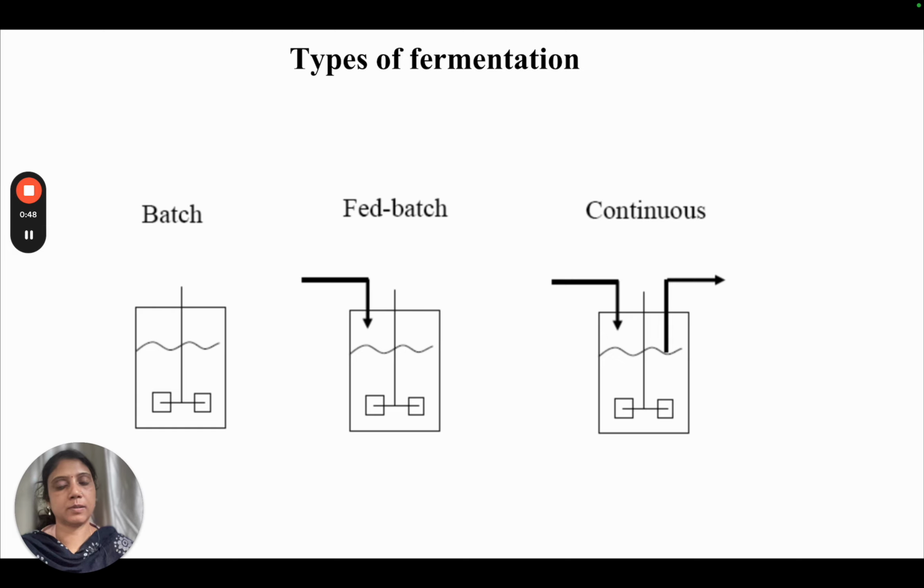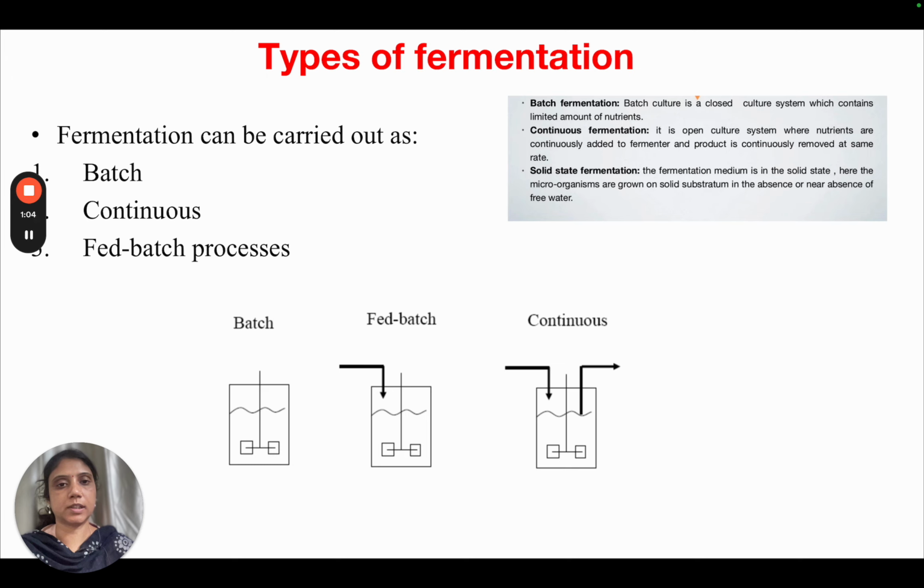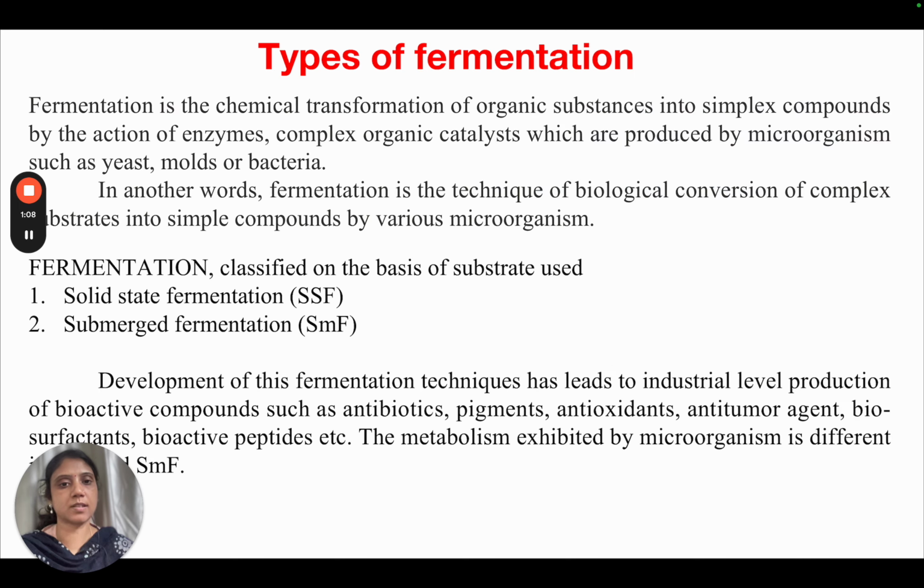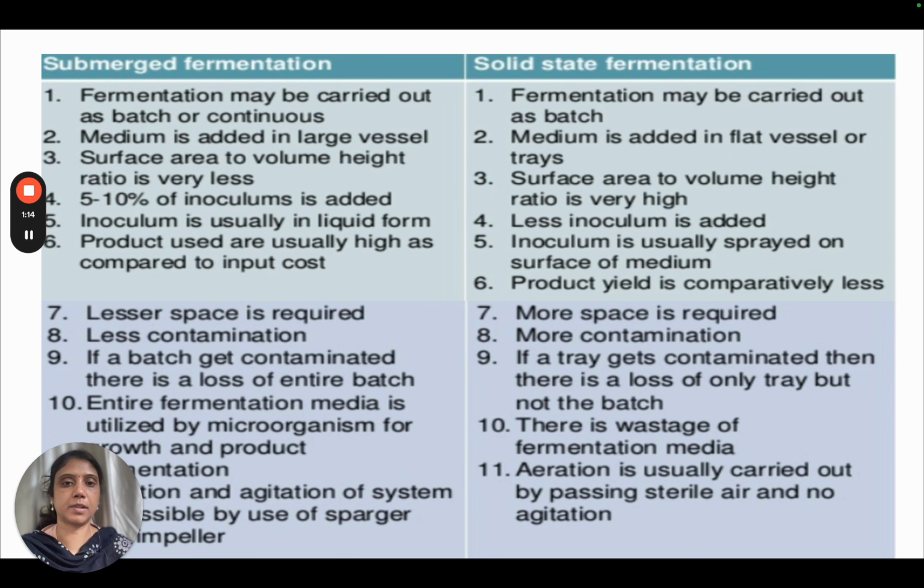And whenever the inoculum is depleted of nutrients, again in a batch, the substrate will be transferred. And continuous is an open system, that is, the feed will be given continuously and the product will be taken out continuously. So these are the different types of batch, fed batch, and continuous fermentation processes. Types of fermentation based on the substrate used can be classified into solid state fermentation and submerged fermentation. And these are the advantages and disadvantages of solid state and submerged fermentation.